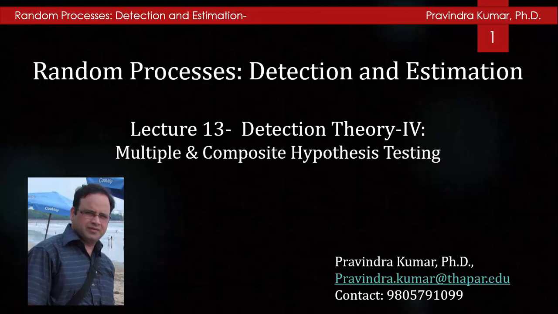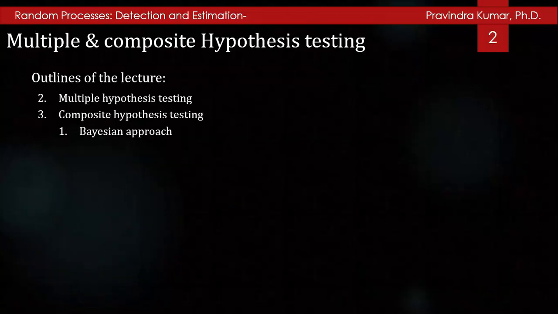In the previous lecture, we discussed the Bayesian detector, Bayes risk, ML detector, MAP detector, and minimax detector. In this lecture, we will discuss multiple hypothesis testing and composite hypothesis testing. The outline of this lecture is: we will discuss multiple hypothesis testing, then composite hypothesis testing, which involves two types of approach: the Bayesian approach and the generalized likelihood ratio test. In this lecture we will concentrate only on the Bayesian approach.